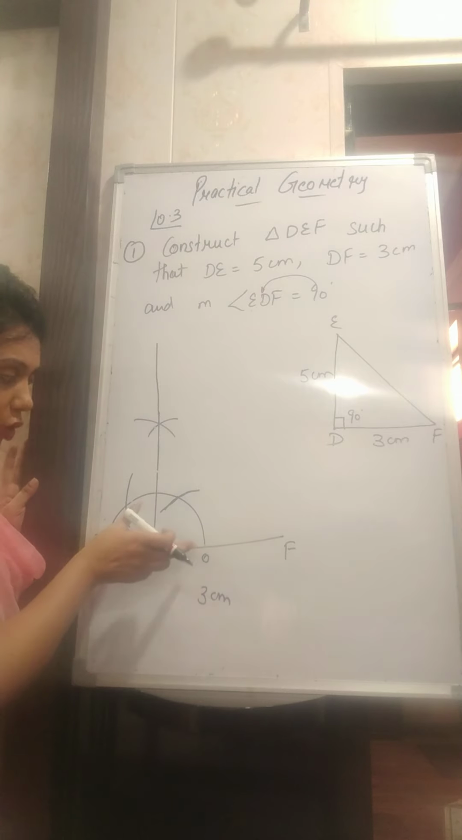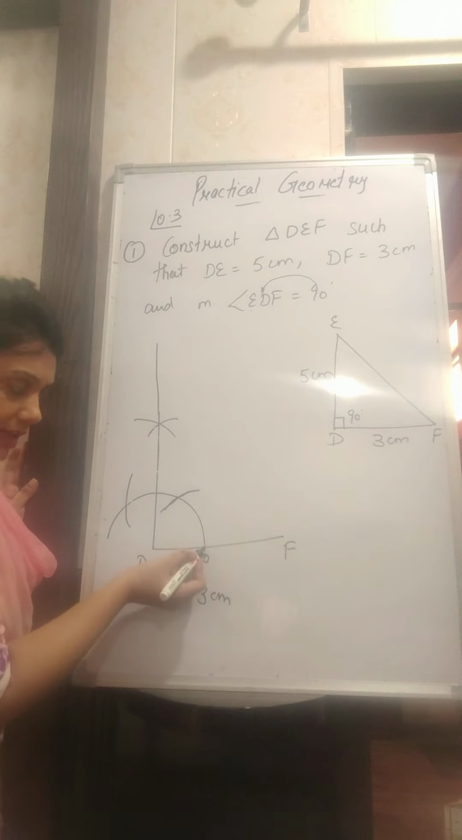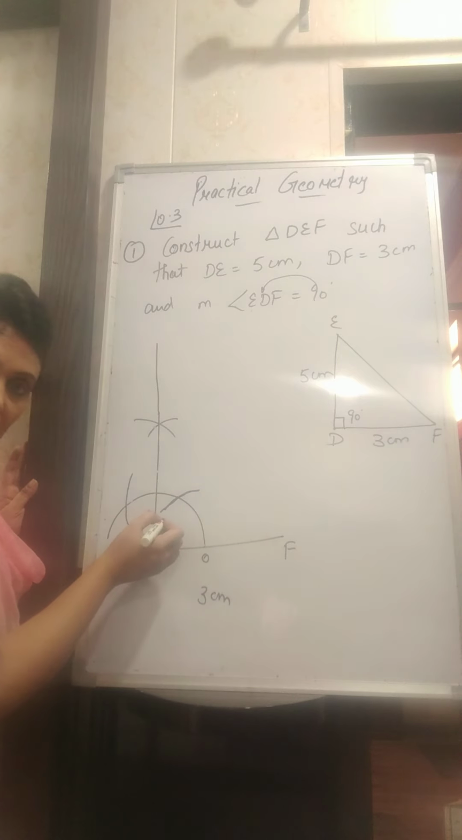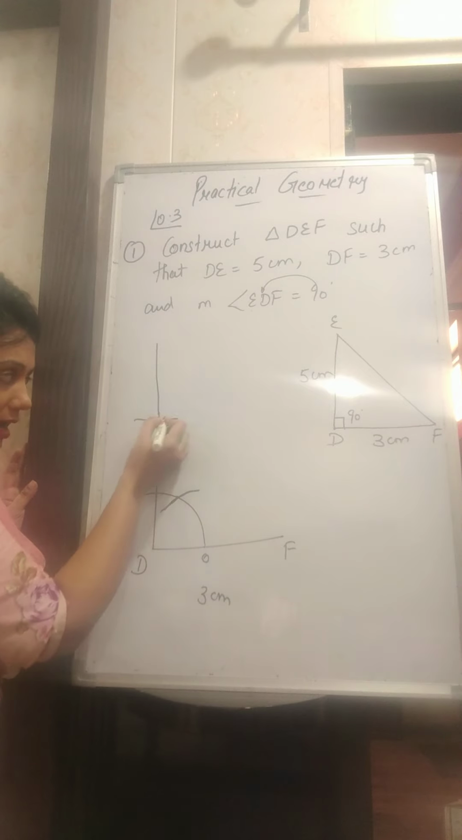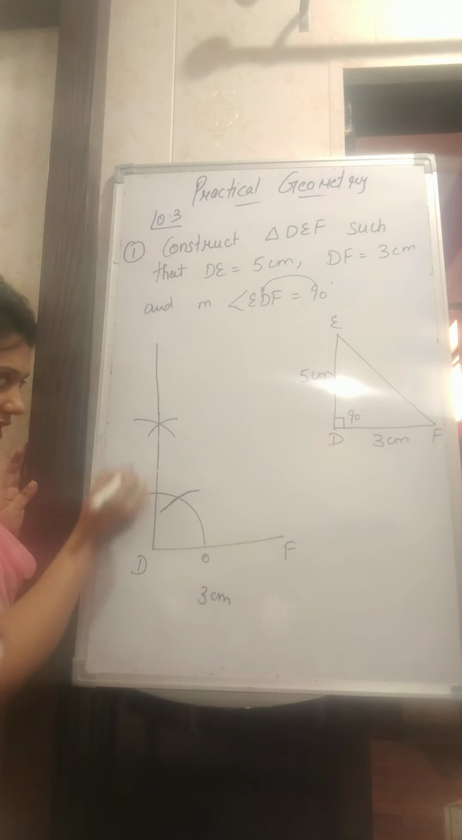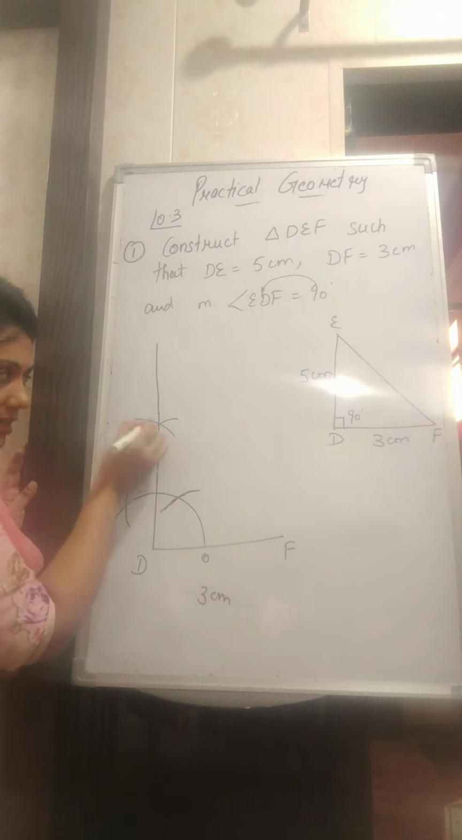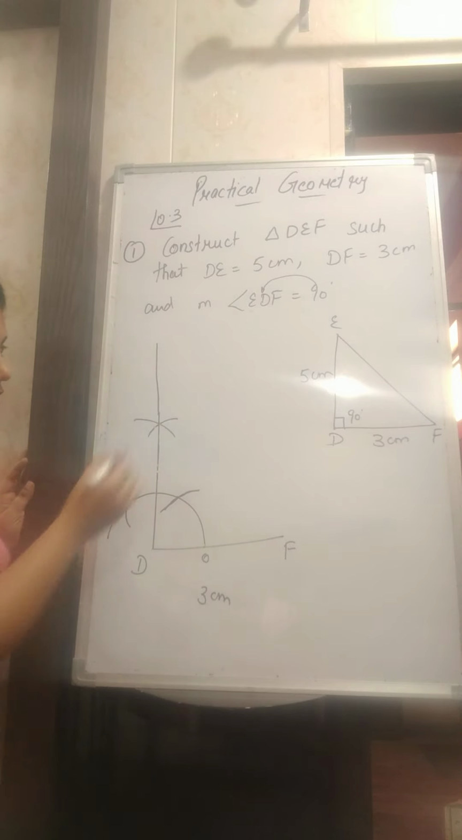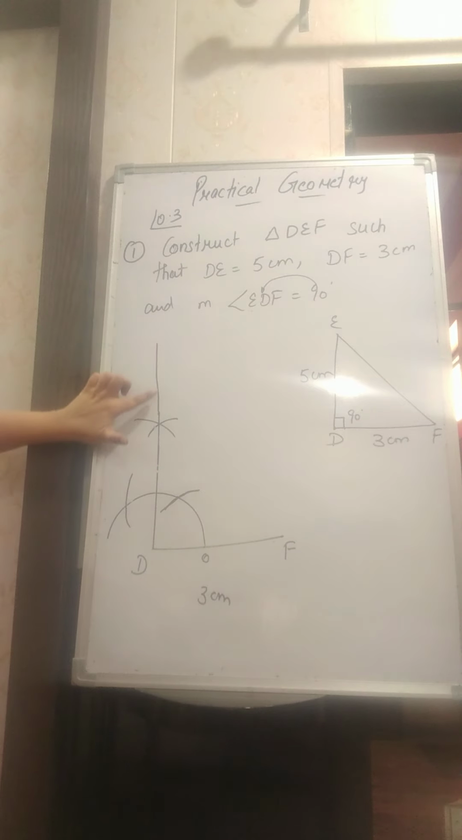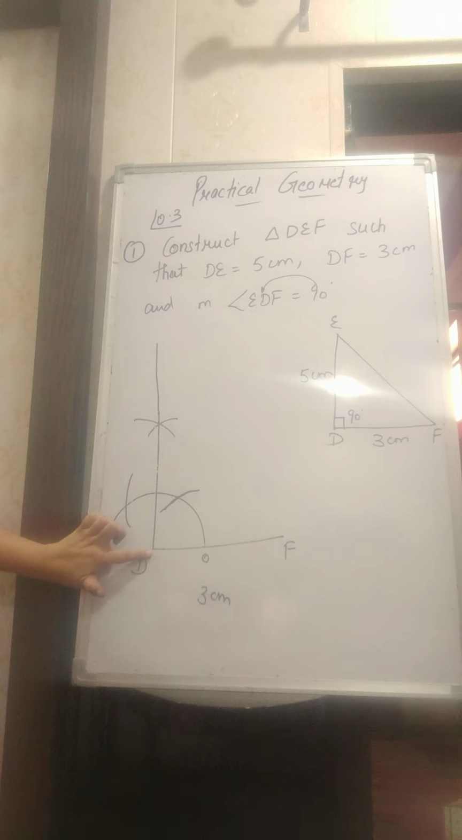What you will do? You will open your compass of any radius. Then from point O, you will make 60 degree angle, then 120. Then from that 60, one arc upside. From 120, the other arc intersecting the previous arc. And then where these two arcs are intersecting, you will make a line passing through this intersection point and you will join it to point D. This is your 90-degree angle, right?